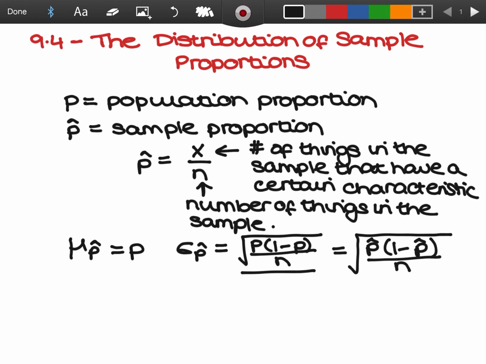Occasionally when you get a problem, they will give you the population proportion, but in real world problems, you normally don't have it. That's the purpose of taking a sample proportion, is so that you can have a guess at what that population proportion is. So normally you don't have it. So just be aware that sometimes in problems you will have to use this second equation instead, just because you don't have that population proportion.